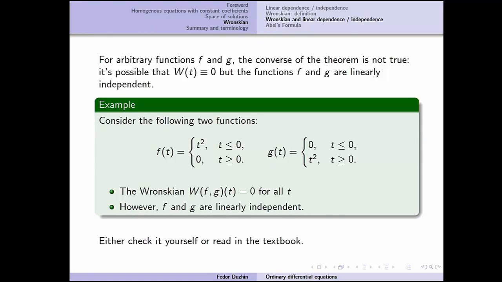So my next point is to show that this may happen for arbitrary functions, but this never happens for solutions of a second-order differential equation. In other words, if our functions are solutions of a second-order differential equation, then either they are linearly dependent, and then the Wronskian is 0, or they are linearly independent, and then the Wronskian is not 0.